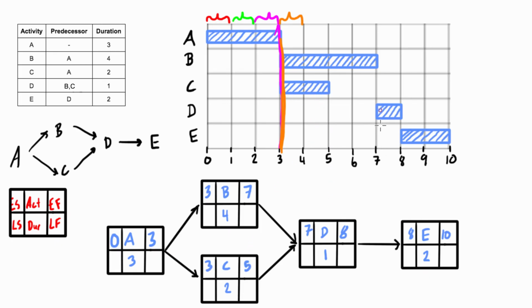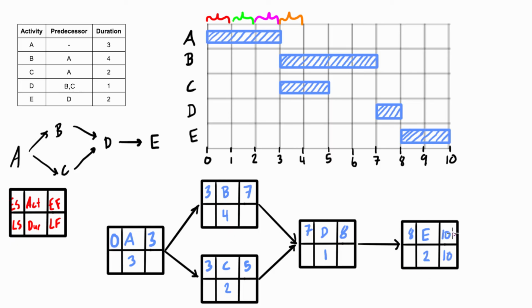For D, we have 7 and 8, where it starts and ends. For activity E here, the early start is 8, and the early finish is 10. So the Gantt chart actually gives you all of the early start and early finish values of your activities. It doesn't give you any information about the late start and late finish, but I guess we're here now, so we might as well solve it. If you wanted to, you could do the backwards pass as well.